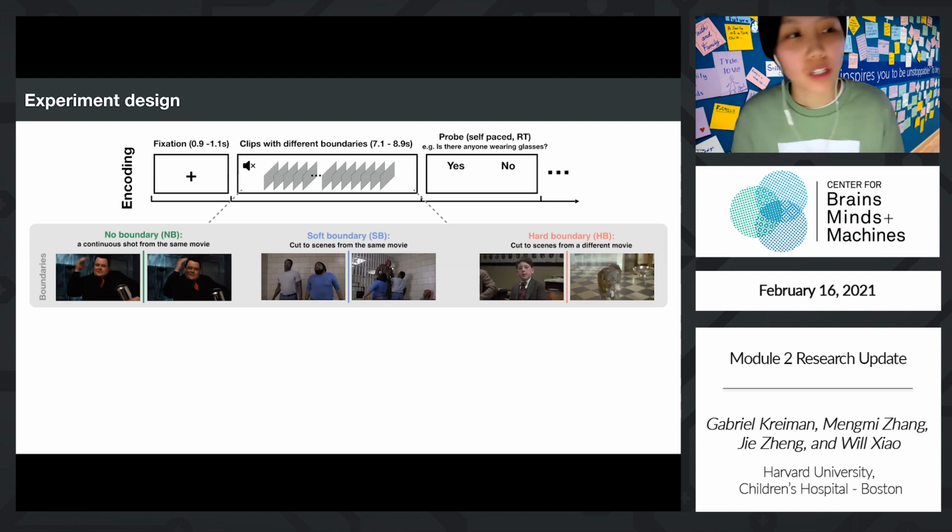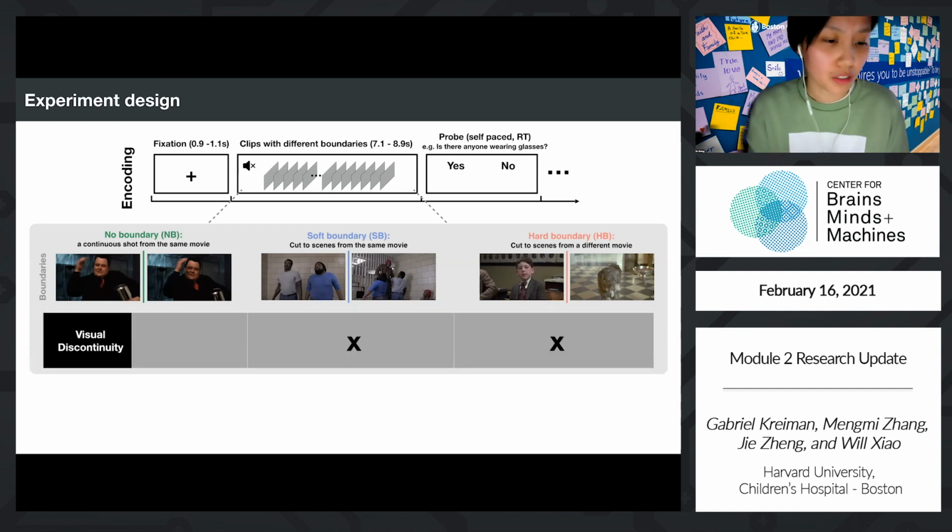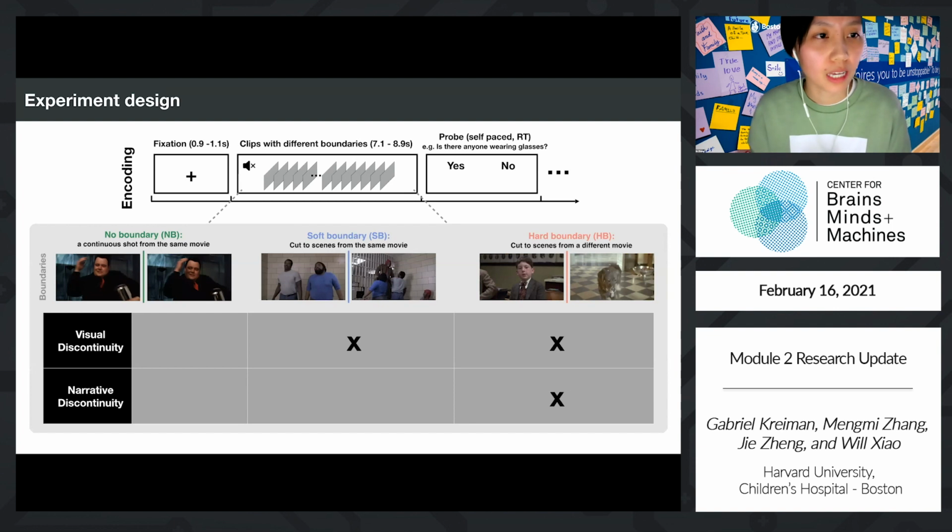And for the ha boundaries, we manually created them by taking clips from 2 different movies and putting them together. As you may notice, both the saw boundary and the ha boundary contain visual discontinuities, but only the ha boundaries have a jump in the narrative story. One thing to mention: since we don't have any real boundaries in the no boundary clips, we manually defined the middle of the clip as a virtual boundary just for analysis comparison purposes.